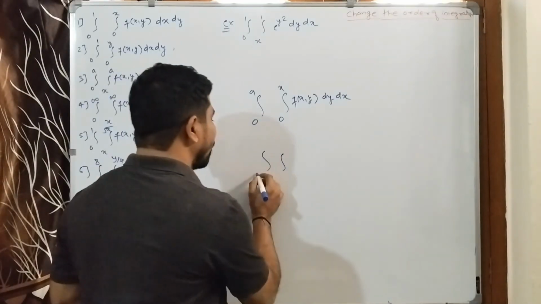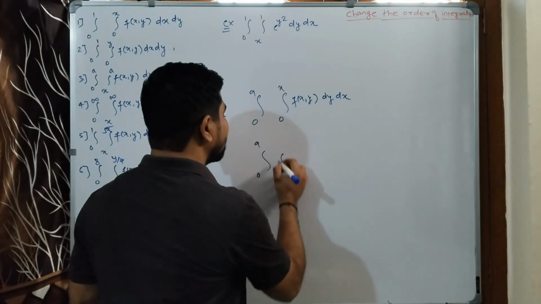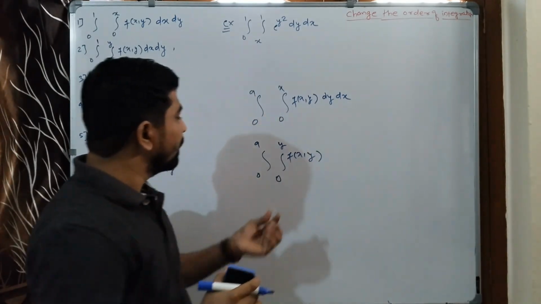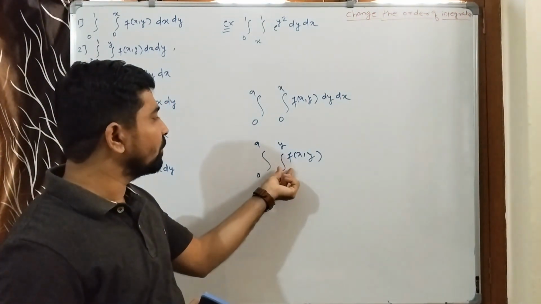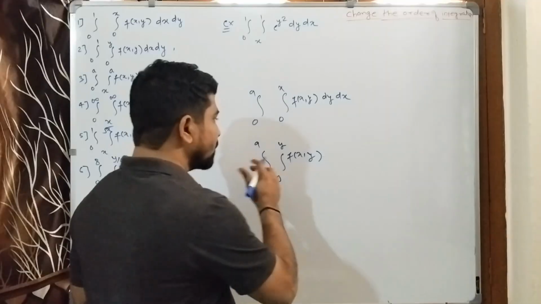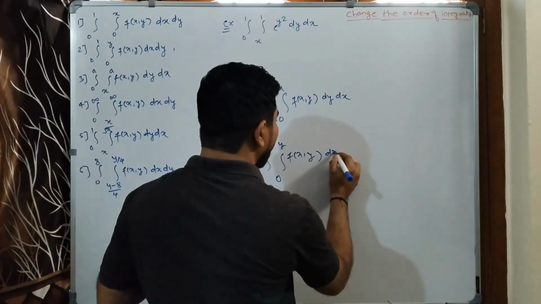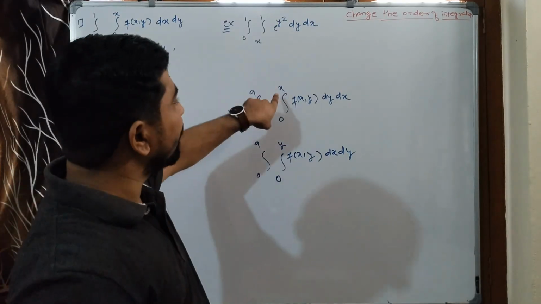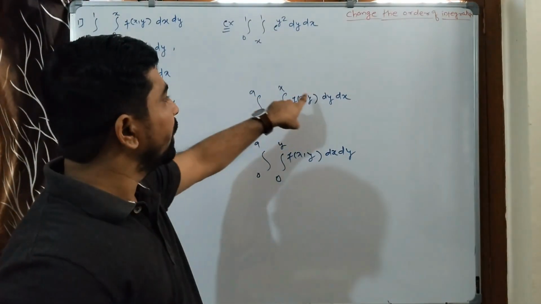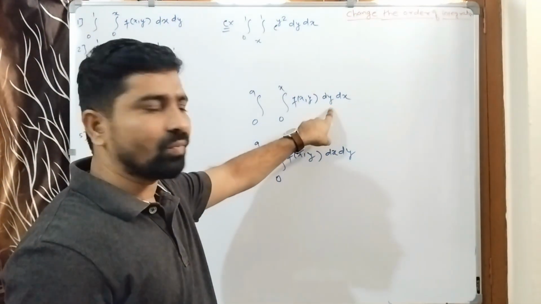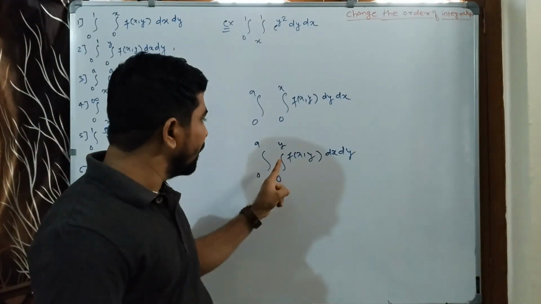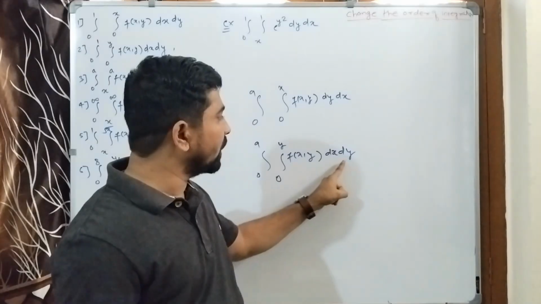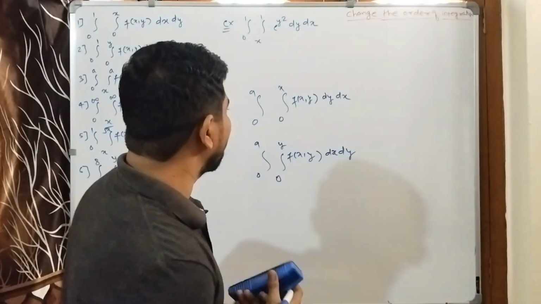In the same way, let's say from 0 to a and here from 0 to y, and here I am taking the function f of x comma y. Here the inner limit of my integration is in terms of the y variable. So first integrate with respect to dx and then dy. So here is the shortcut: whenever the inner limit is in terms of the x variable, integrate first with respect to y and then x. Whenever the inner limit is in terms of the y variable, first integrate with respect to x and then y. So this is the trick.